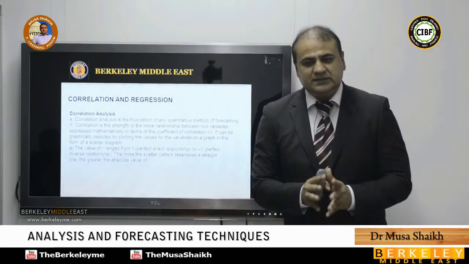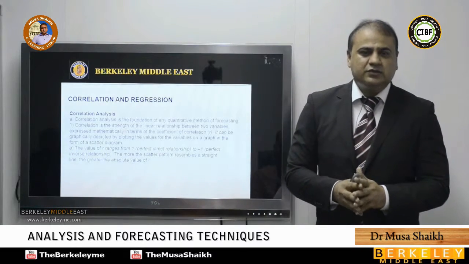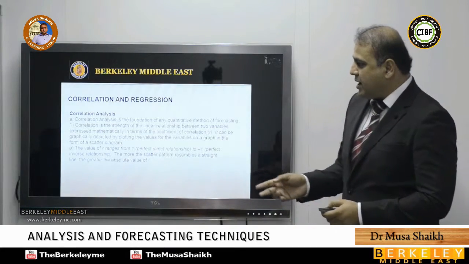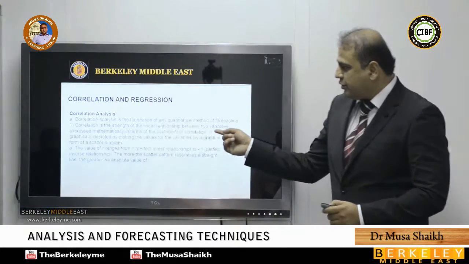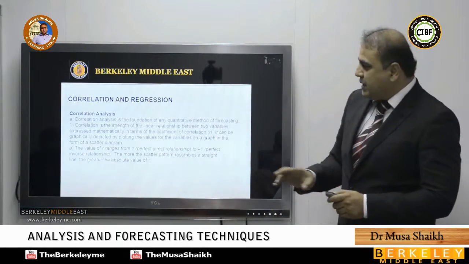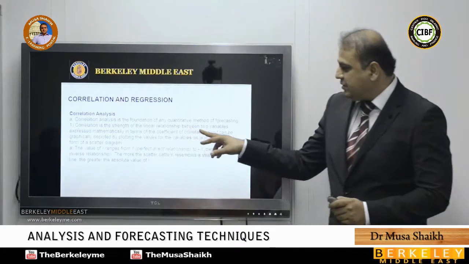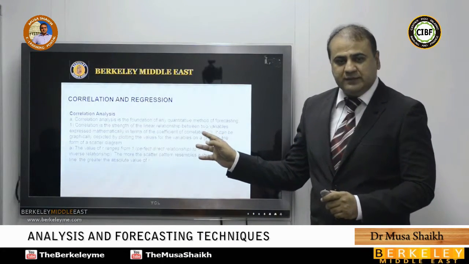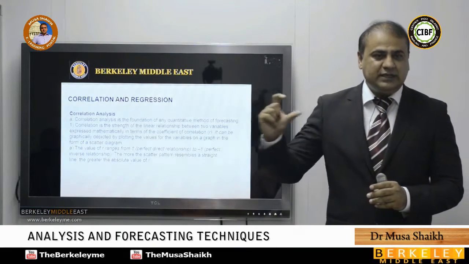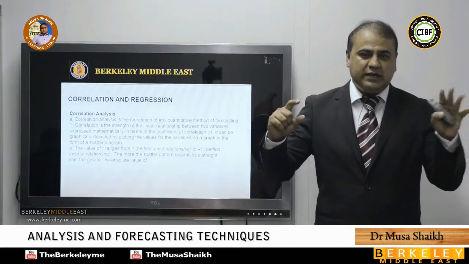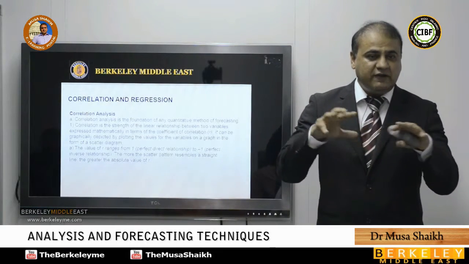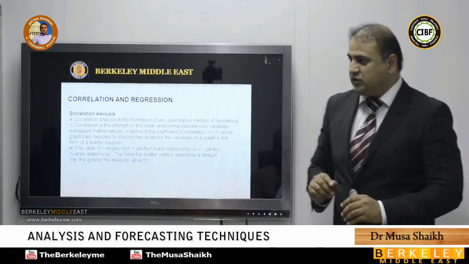But for us as CMA students, it's pretty simple. We should know what a correlation is and what its behaviors are. It is denoted by R. I will read it for you. Correlation is the foundation of any quantitative method of forecasting, and it is the strength of the linear relationship between two variables. When we say linear, mathematics goes around a line. If you are around the line, this is a linear relation which is defined, predicted, and matured.